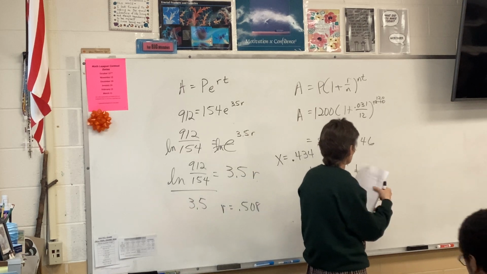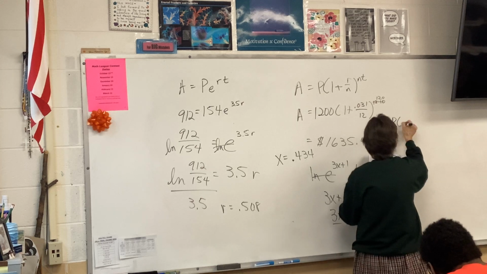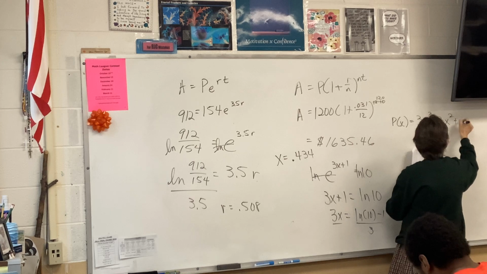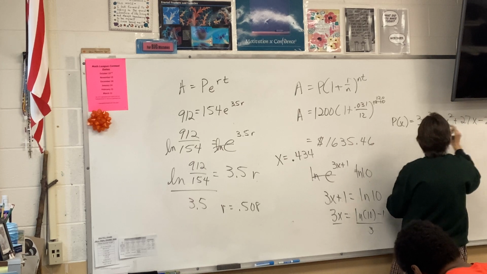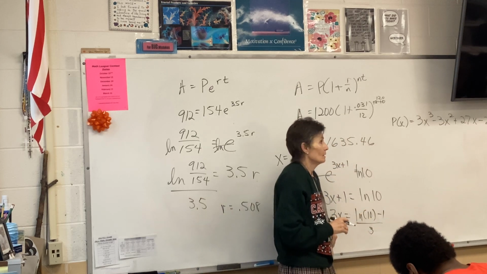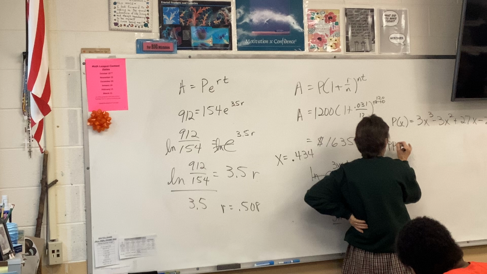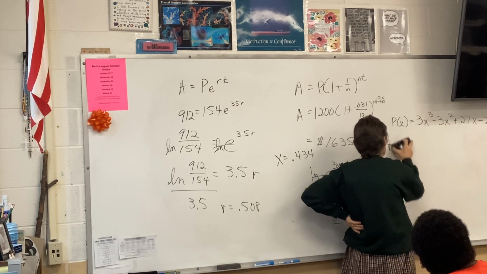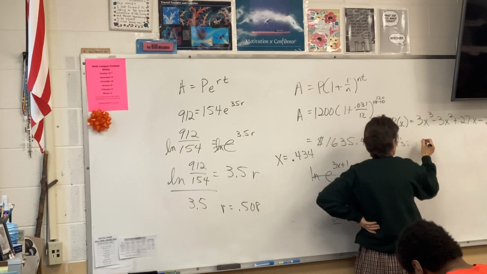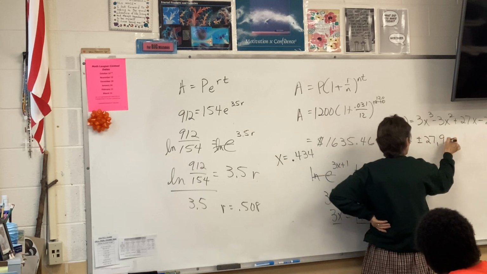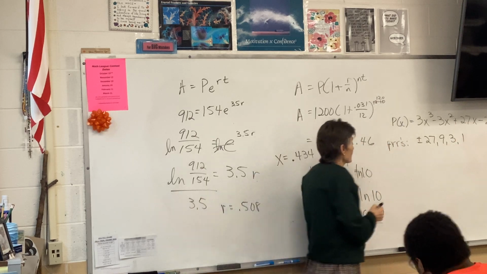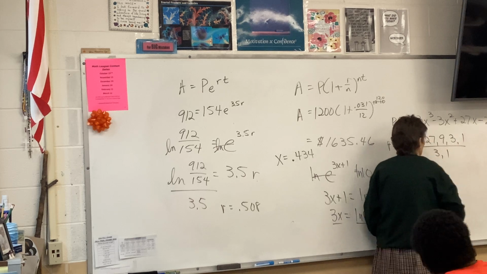We're ready for number 23. So 23 says list the PRRs. We talked about this before. What are they going to be? The PRRs are going to be what? Factors of 27. So 27, 9, 3, and 1. Those are the factors of 27 over factors of 3.